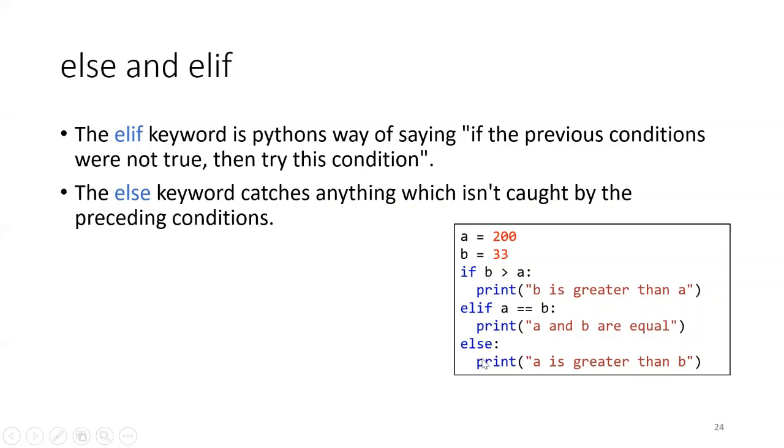And then at the end, we have the else statement, which will catch everything which was not caught before. So this statement will always be executed if none of the conditions before it holds. If one of them is executed, then we will not continue to the next ones.